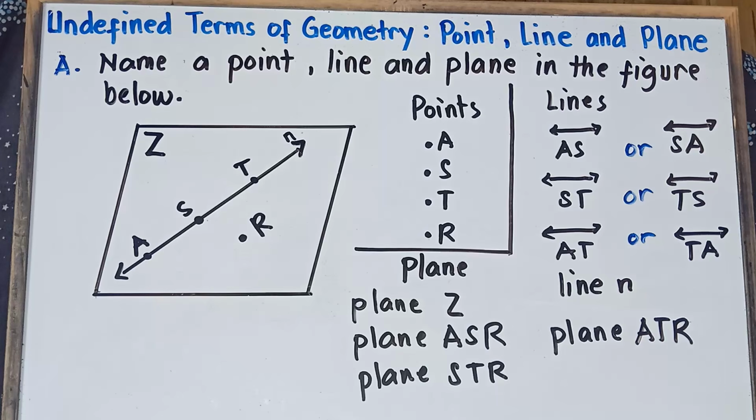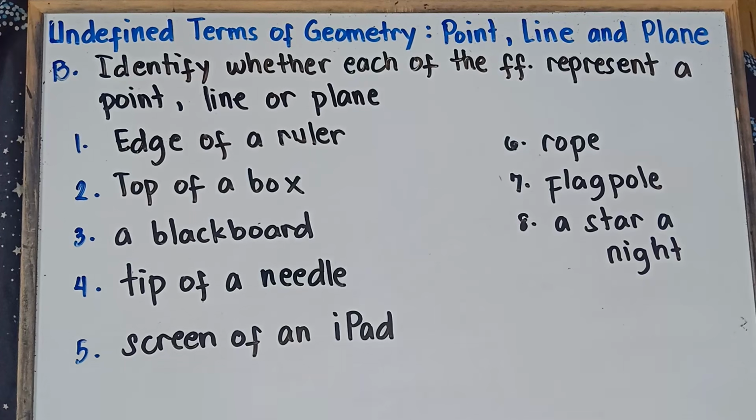Alright, so that's it, class, with regards to letter A, name a point, line, and plane in the figure below. So let's proceed now to our last activity, letter B. Identify whether each of the following represents a point, line, or plane.